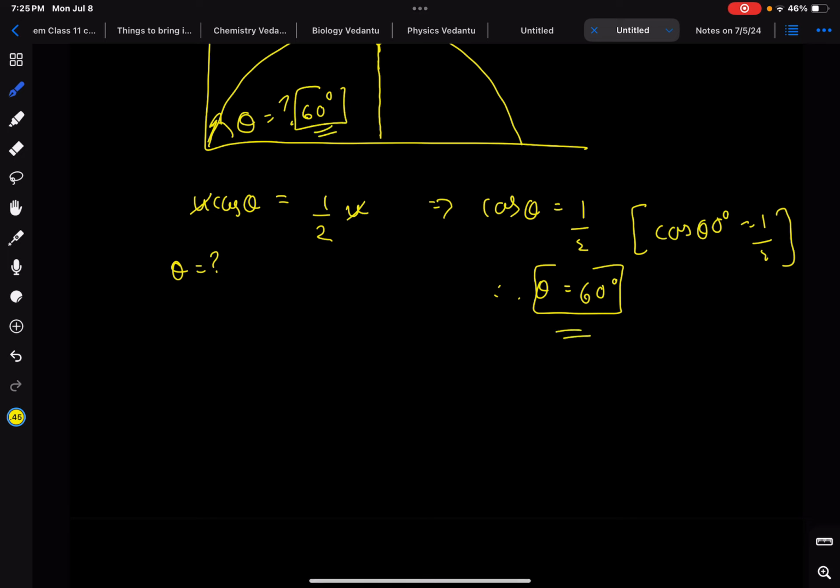Alright. So I hope you like this video. In the next video, we'll be talking about projectile motion when it is thrown horizontally off a cliff, like this, when theta is equal to 0 degrees.